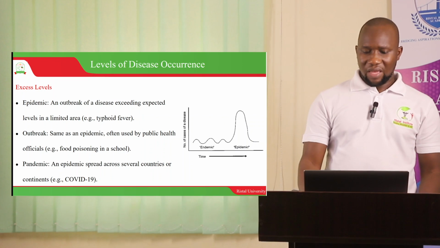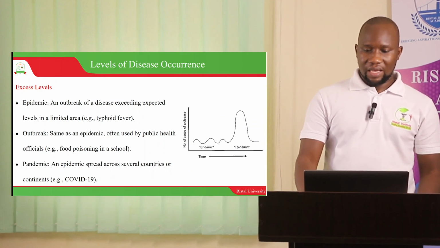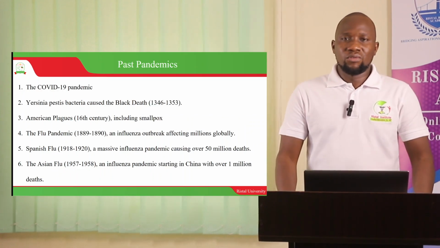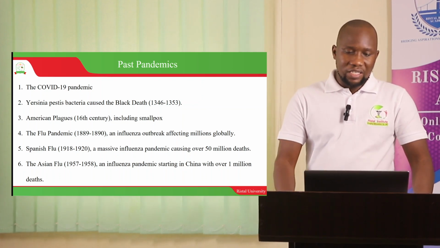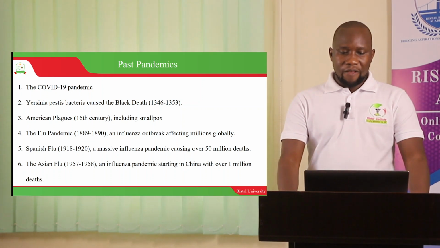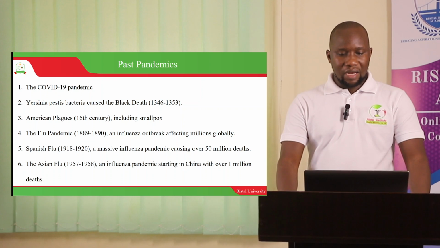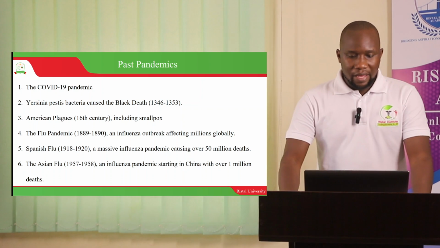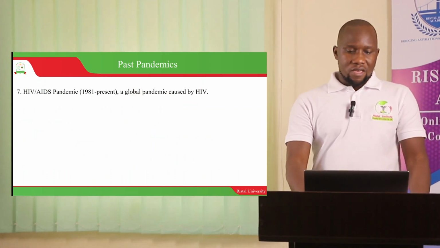Several countries are being affected. The COVID-19 pandemic is an example. But we also, of course, have had several other pandemics before, the latest one being the COVID-19 pandemic. But of course, the Black Death, the American plague, flu pandemics like Spanish flu and Asian flu are examples of pandemics, including HIV/AIDS.